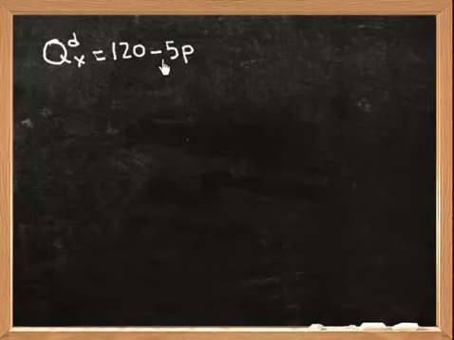Because of this negative sign, every time the price increases, this number becomes larger, and the quantity demand will decrease. Every time the price decreases, 5p becomes smaller, and quantity demand increases, or this number becomes larger. So this inverse relationship between price and quantity demand is known as the law of demand.